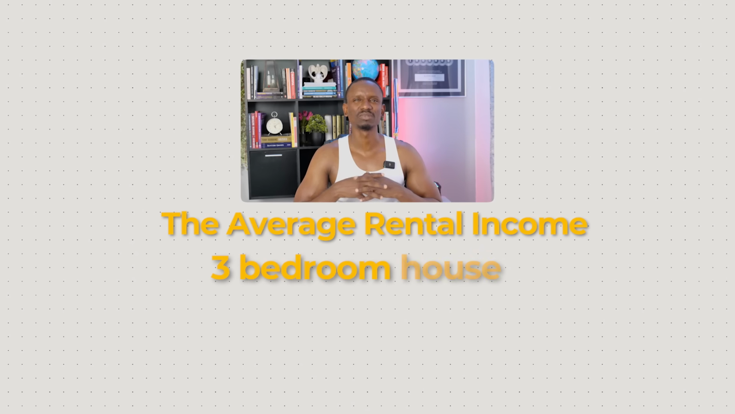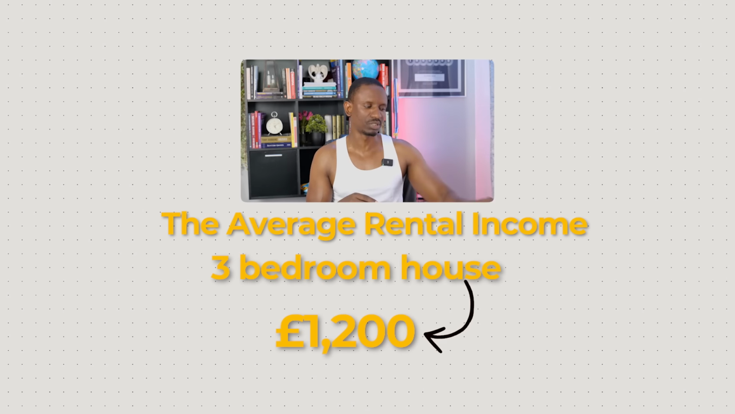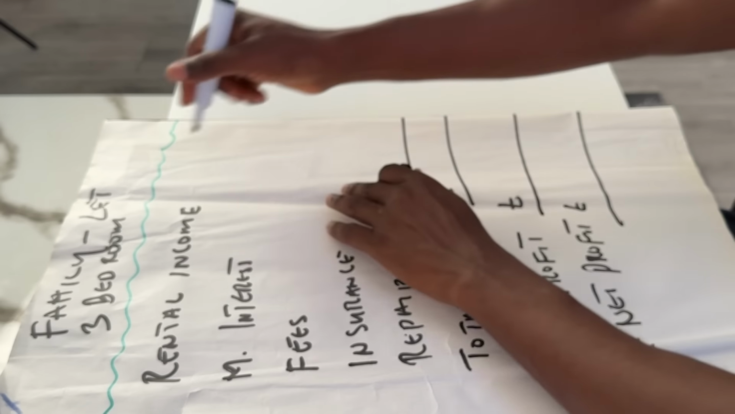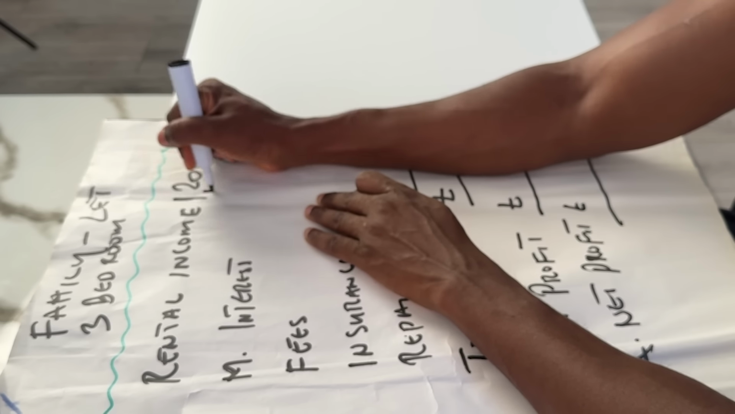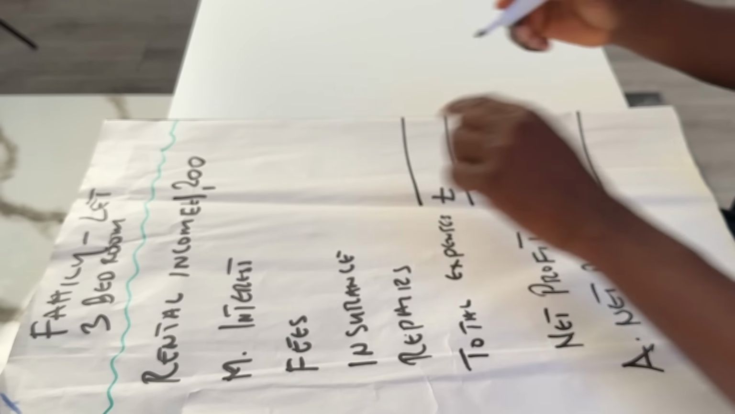Let's assume this property is a 3-bedroom house and it is in Birmingham. Looking at Birmingham, the average rental income for a 3-bedroom house is about £1,200. So let's go for £1,200. If you buy a 3-bedroom house in Birmingham, you're likely to make £1,200 every single month. This is the money your tenant would pay you for living in your investment property.